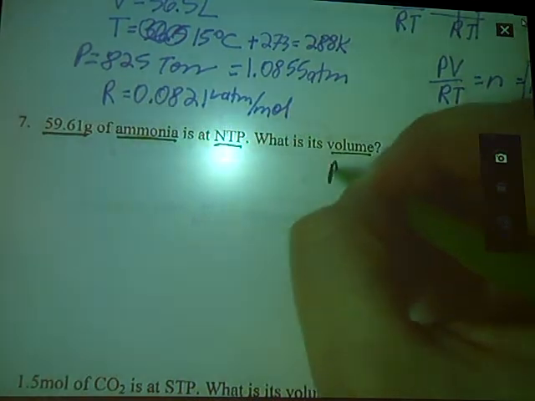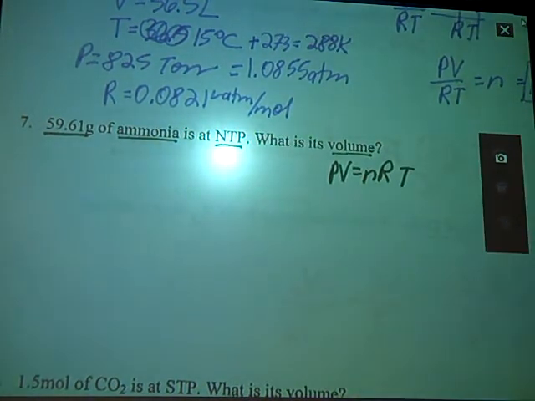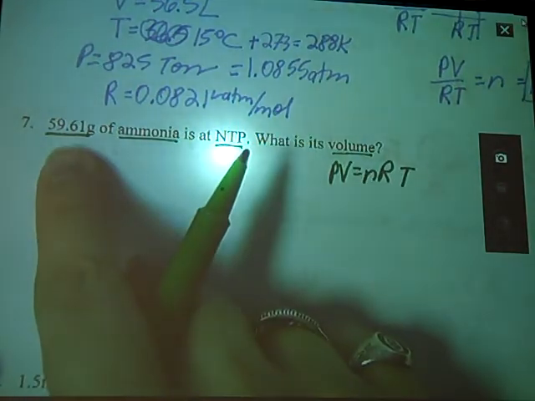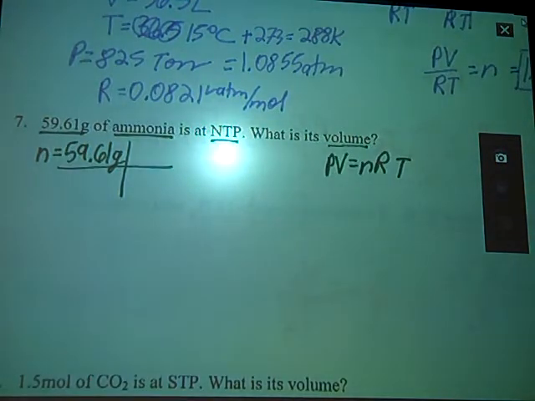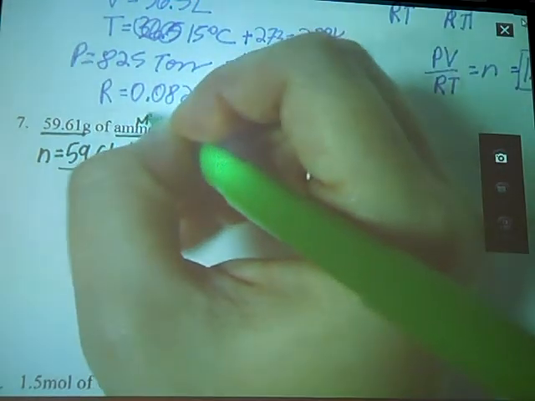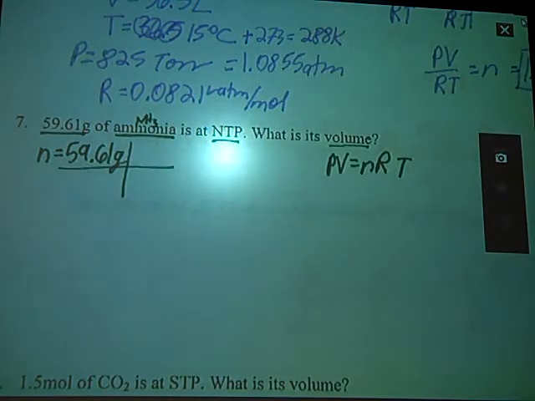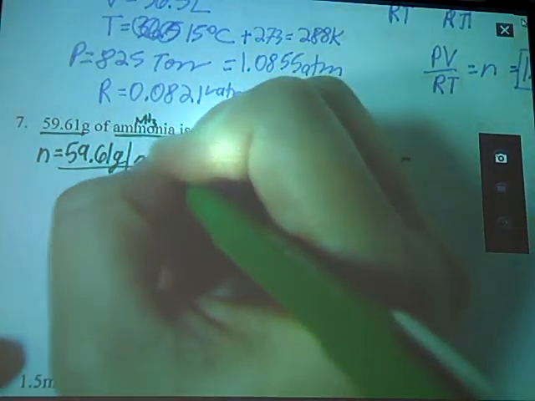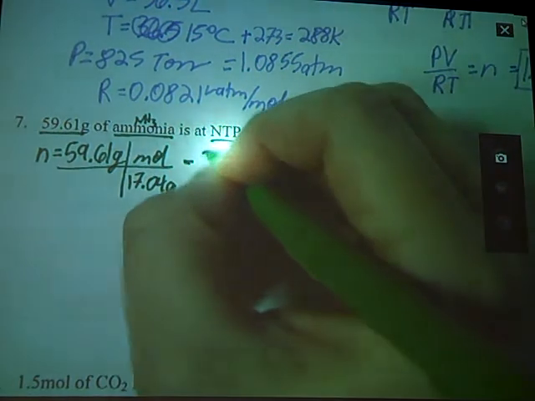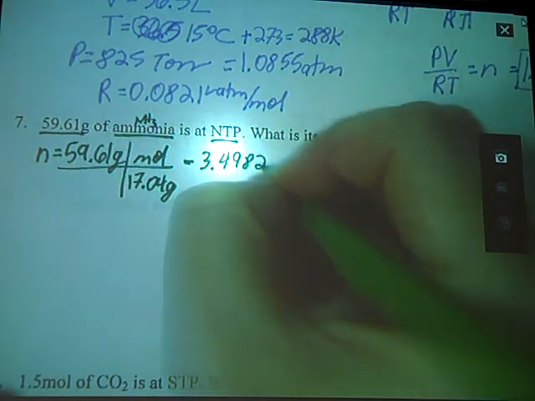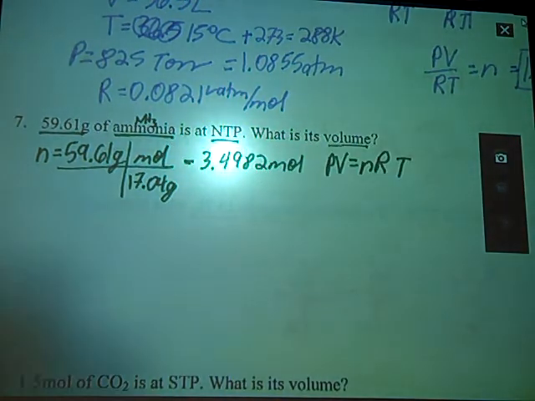So before I even start writing down variables, I'm pretty sure this is going to be another PV = nRT problem. The only thing that I have that involves anything close to grams is my n. But my n can't be in grams, it's got to be in moles. To convert from grams to moles, I need my formula mass. Ammonia is NH3, so I'm going to need 1 N and 3 H's added together. So 59.61 divided by that formula mass gives me 3.4982 moles of ammonia.